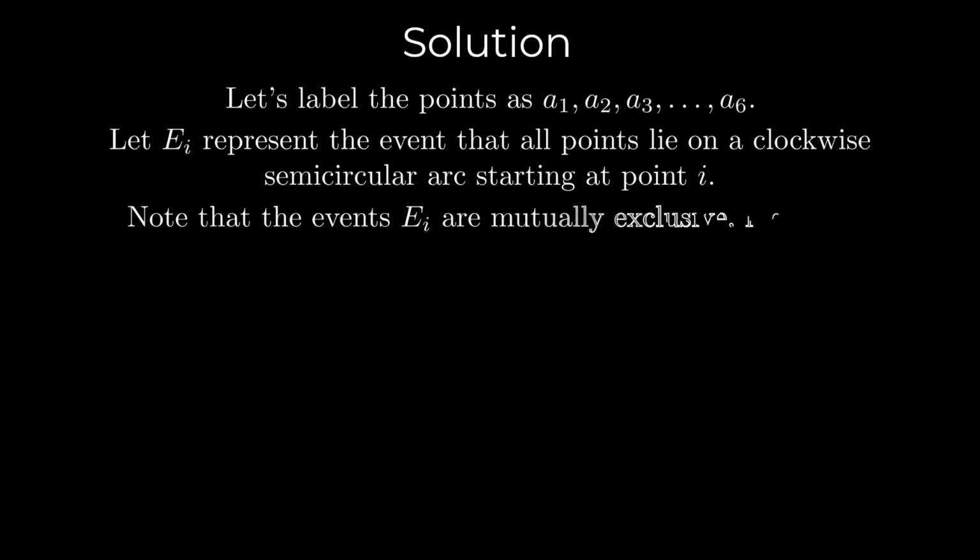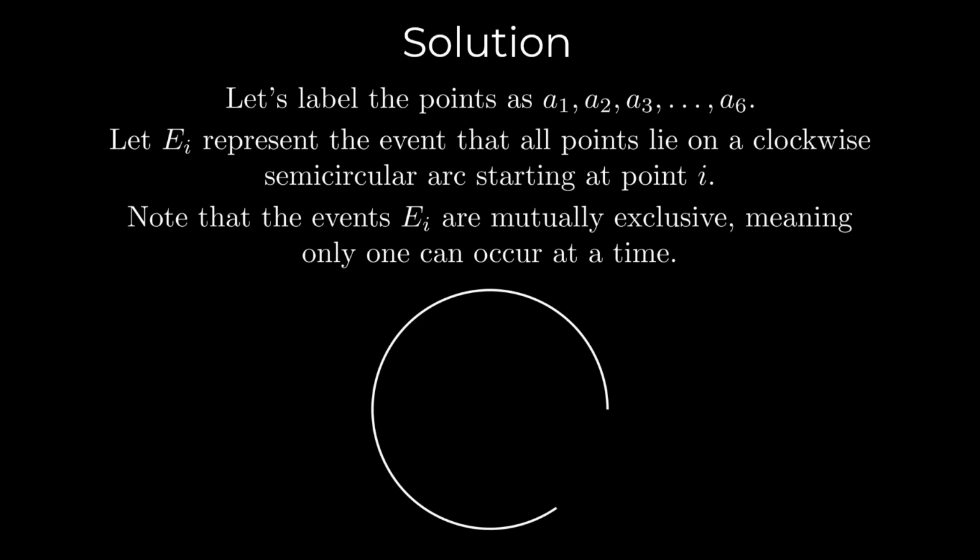Note that the events Ei are mutually exclusive, meaning that at most one of the events can occur at any given time. For example, this configuration satisfies the event E1. However, it cannot simultaneously satisfy event E2, as the clockwise semicircular arc starting from point 2 cannot include point 1. The points will lie within a semicircle if any one of the events E1 through E6 occurs.